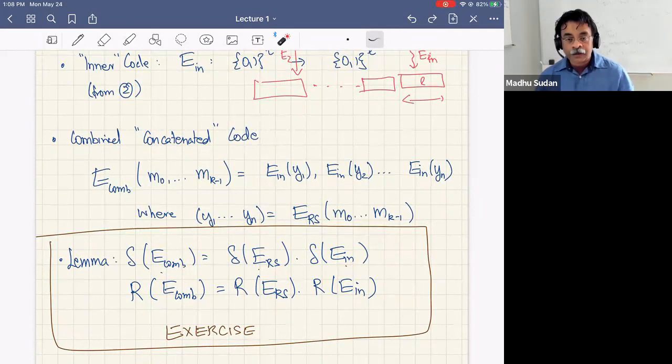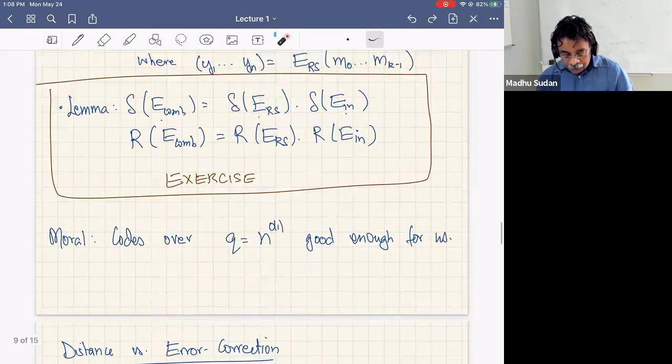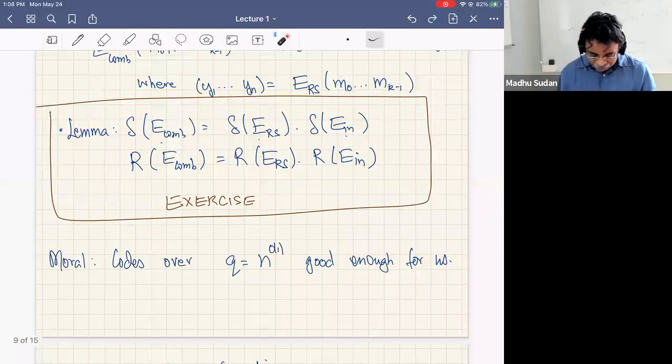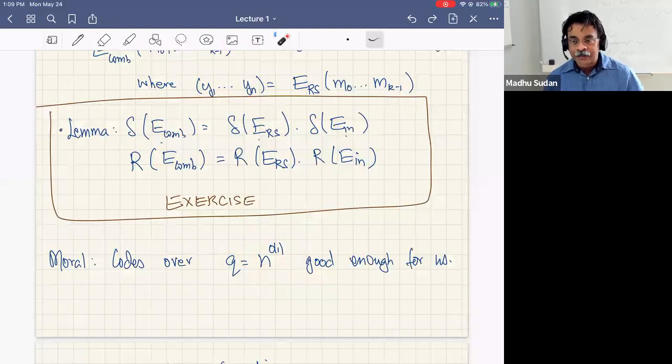Okay, great. Questions? Okay, so codes over large alphabets are good enough for us. And in fact, that's what we're going to do. When we don't care about the alphabet size, we will use alphabets at most thing.